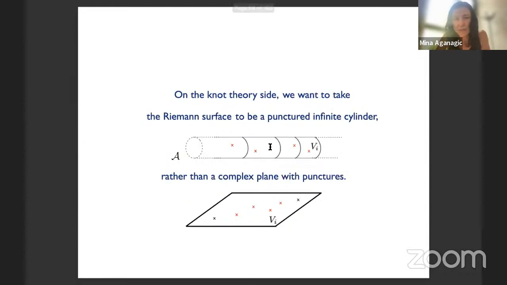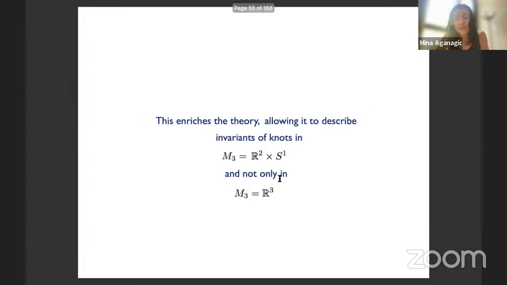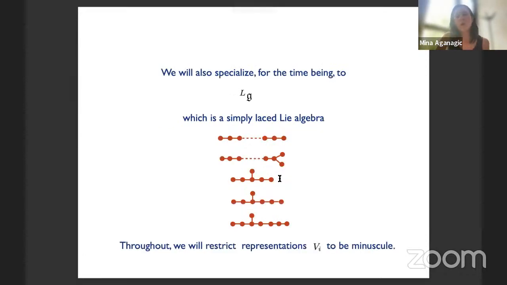On the knot theory side, we will want to take the Riemann surface to be a punctured infinite cylinder rather than a complex plane with punctures. This enriches the theory, allowing it to describe invariants of knots in R2 times S1 and not just in R3. We will also specialize, at least for the time being, the Lie algebra to be simply laced, and throughout we'll restrict the representations to be minuscule.